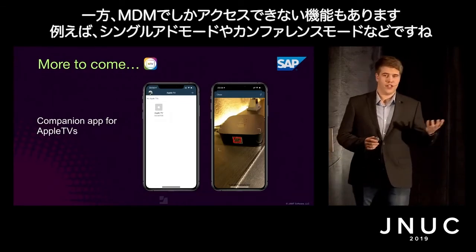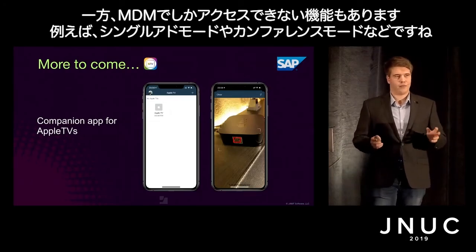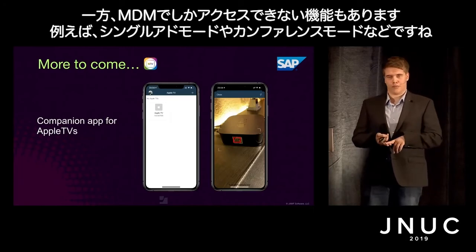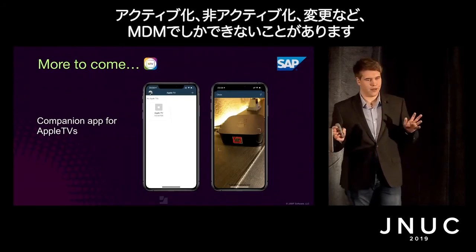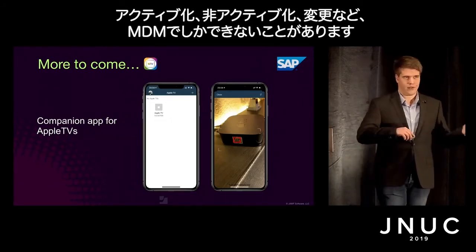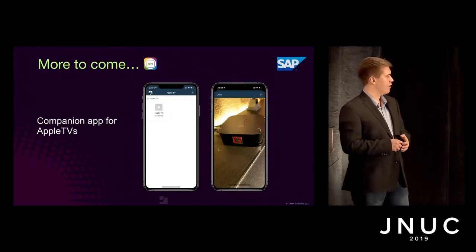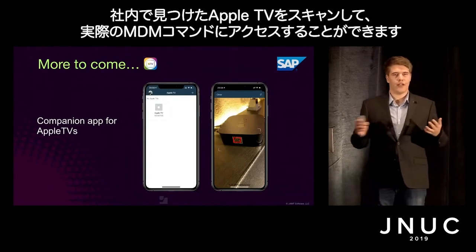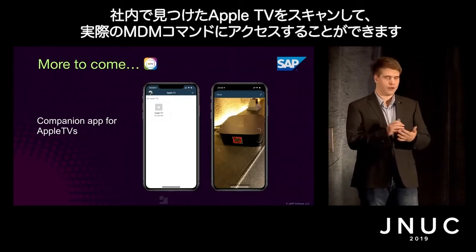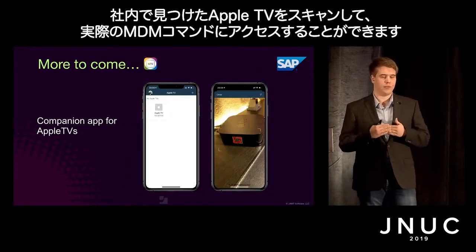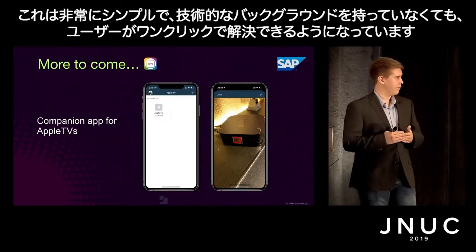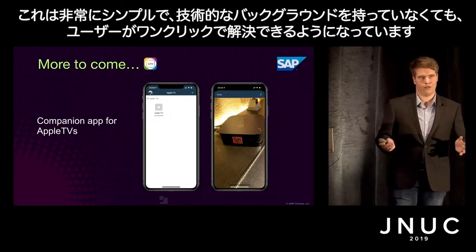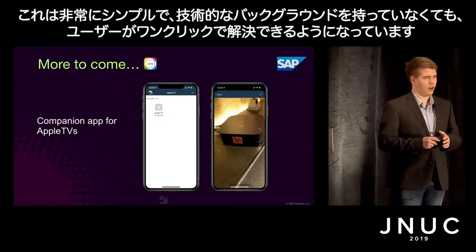Some features, on the other hand, are only accessible through MDM. Let's say single app mode, for example, or the conference mode. You can only do that through MDM. Activate, deactivate, change, whatever. So we thought of a companion app for the Apple TV. You can go to any Apple TV that you find in the company, scan it, and then access real MDM commands. This is super simple, and it's supposed to be a one-click solution for our users without the need to have a technology background.